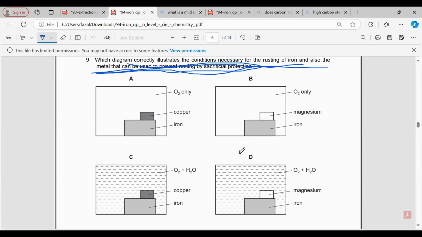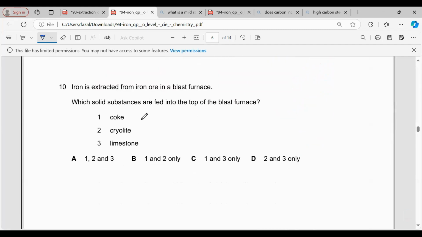So D can be the answer because when oxygen and H2O are both present, only rusting can happen. And when a metal which is more reactive than the metal is present, it will stop the rusting. So hence D can be the answer because both are present. Now let's move on to question number 10.